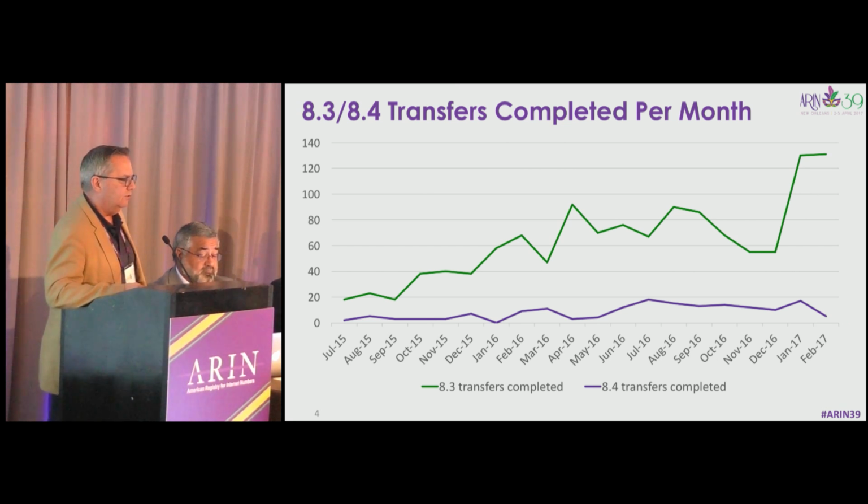8.3s, you can see during the holiday season, November, December, they kind of went down a little bit, but then they shot right back up in January and February, and we expect to see at least above 120 a month going forward.